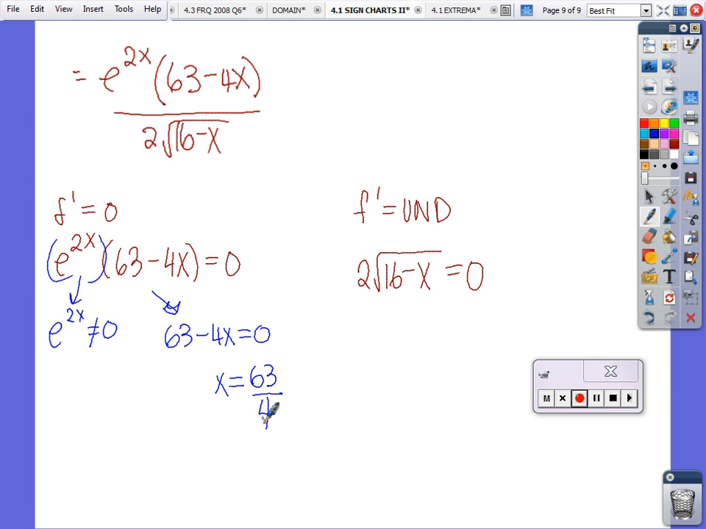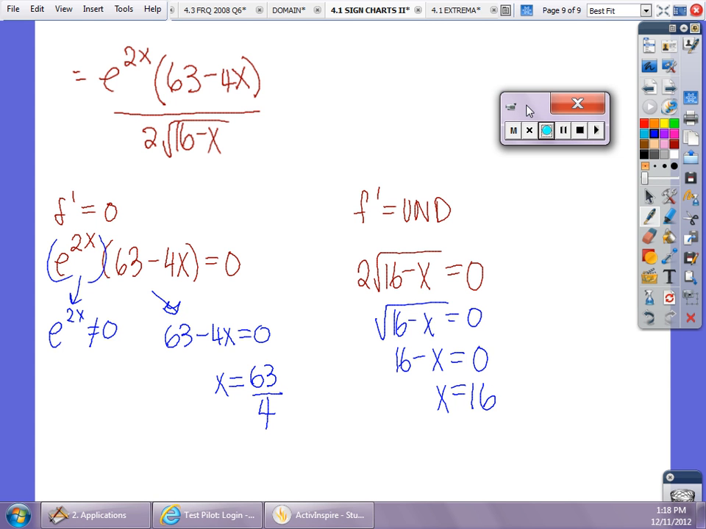All right. So let's see. Here, we would get 16 minus x is equal to 0. Square both sides, I get 16 minus x equals 0, so x is equal to 16. And if you remember, we found that at the very beginning also. Now I'm going to go back and check the domain.